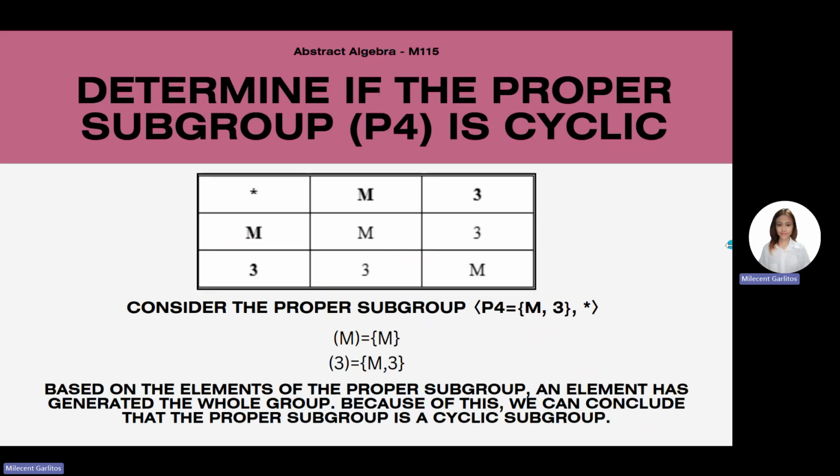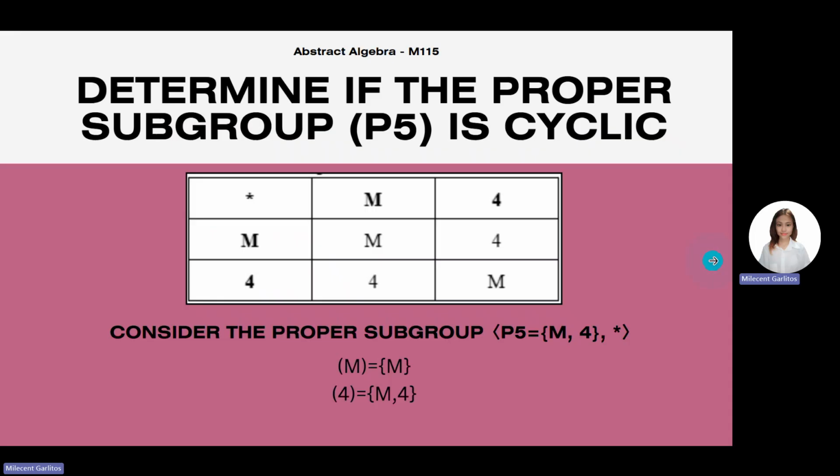Now, based on the elements of the proper subgroup, an element has generated the whole group. Because of this, we can conclude that the proper subgroup is a cyclic subgroup. As you can see, the 3 generated both the elements under P sub 4. So by that, it is an indication that the proper subgroup P sub 4 is a cyclic subgroup.